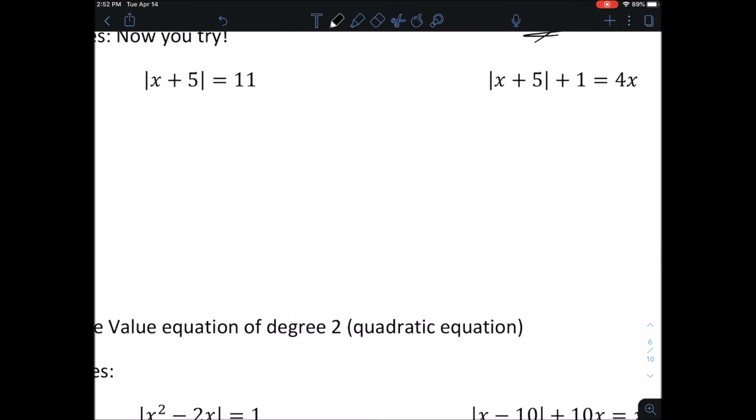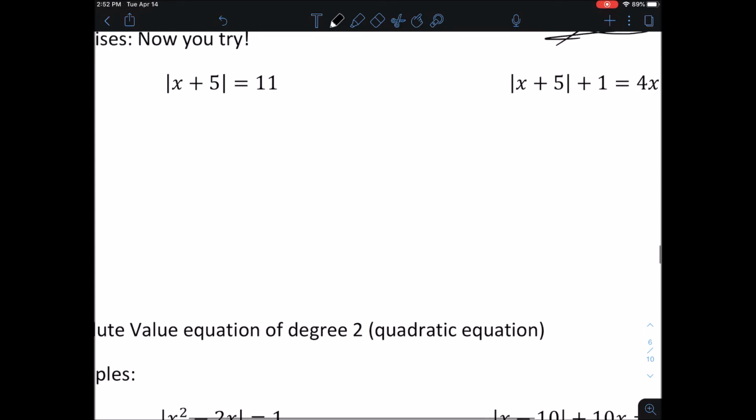Okay, so now I've got 2 more linear ones for you to try. Give them a go. Maybe pause the video here, try and solve them, and then I'll show you the answers.